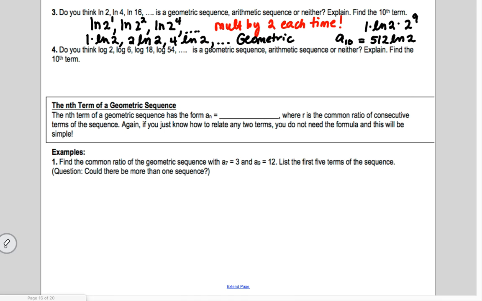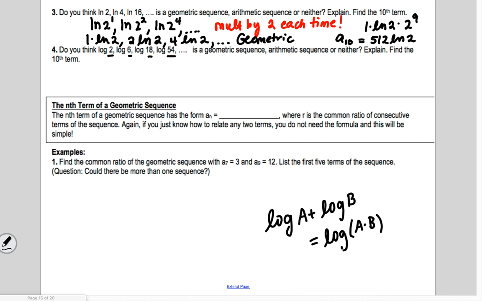You guys hate the logarithms, don't you? You're like so uncomfortable right now. All right, do you guys remember the rule that says log of A plus log of B is the log of A times B? Yeah. So let's look at these numbers. So we have 2, 6, 18, 54. How are those changing? Yeah, we're multiplying by 3, right?